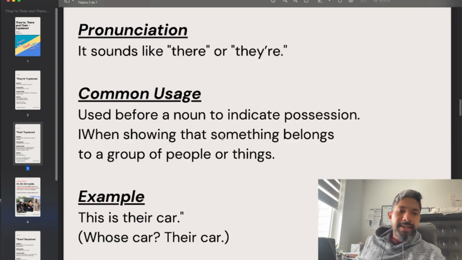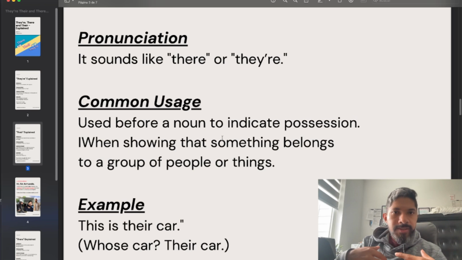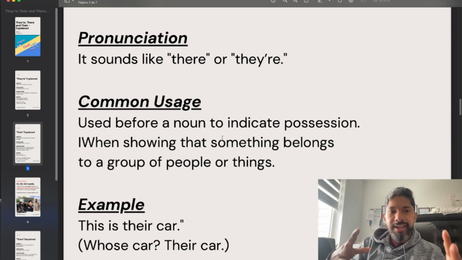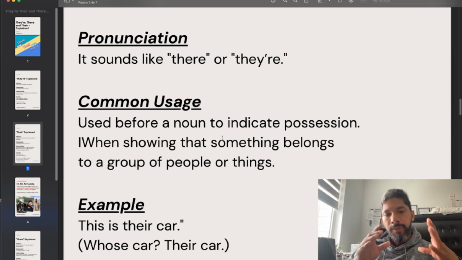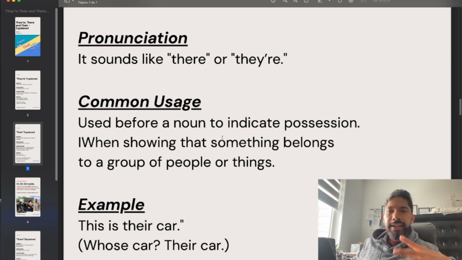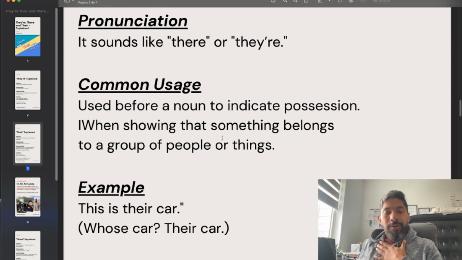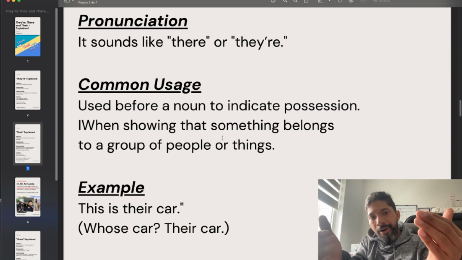So again, let's go with some examples. This is their car. You can ask yourself a question as a rule of thumb to differentiate. If I say this is their car, you can ask yourself, whose car? Their car. It's a way for you to start getting your brain used to it. So that's their car. If I were the one owning the car, it would be this is our car. But from my perspective here, I'm pointing out that this is their possession, their car.